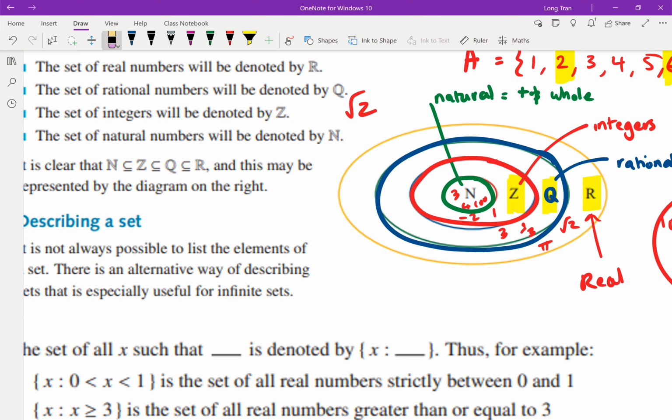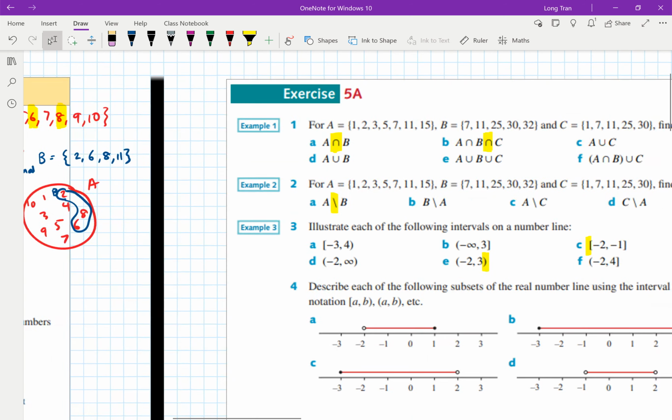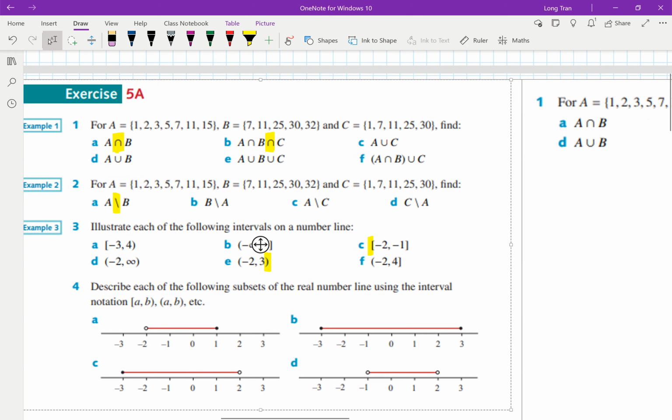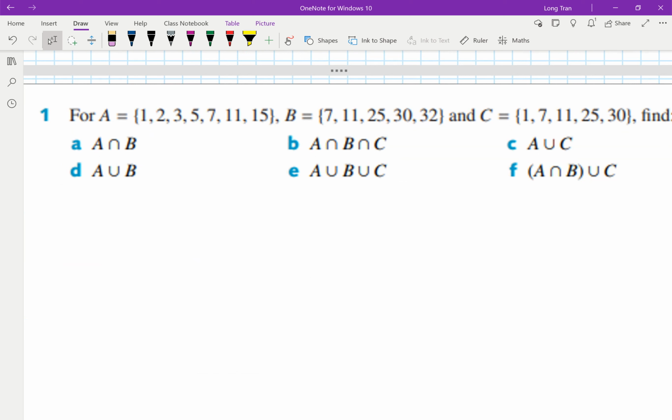Okay? All right, so those are the symbols. That's what they mean. Real numbers. So let's go back here. Let's do an example just to get you going here. Question 1. Let's read the notations here.